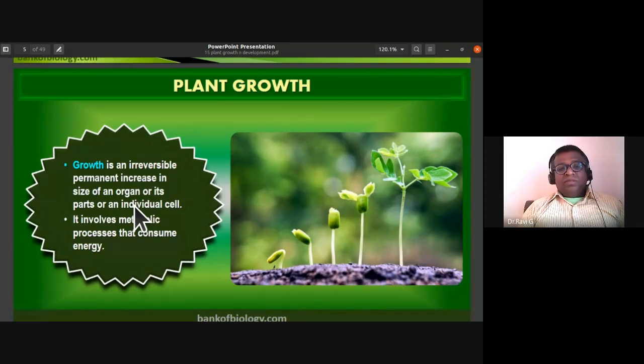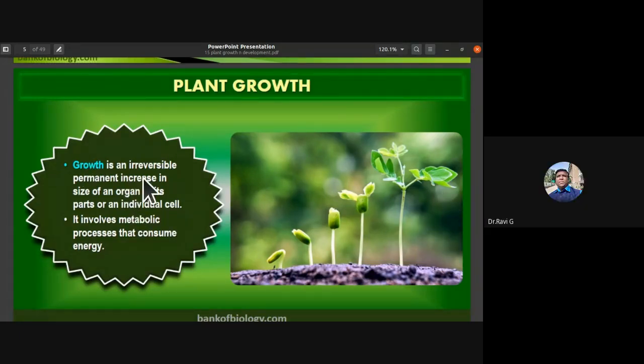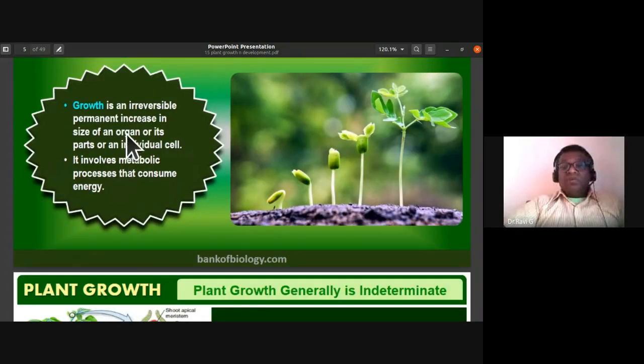So growth involves metabolic processes that consume energy. There is a lot of expenditure of energy during the growth of a plant. That is the definition of growth. Growth is an irreversible, permanent increase in the size of an organ or a plant or its part or an individual cell. So growth involves metabolic processes which consume large amount of energy.